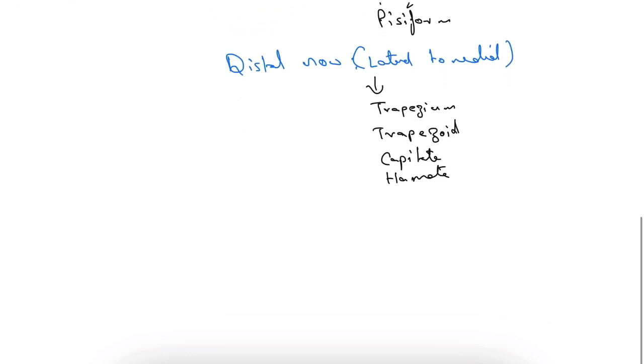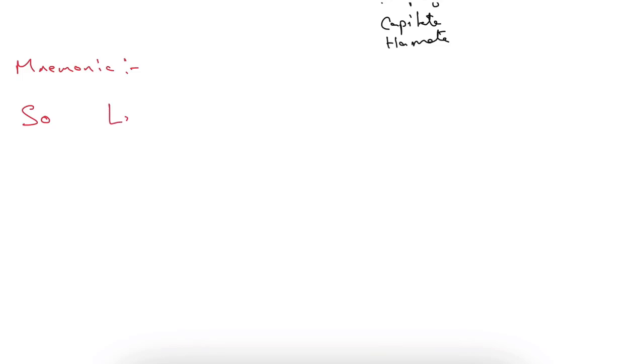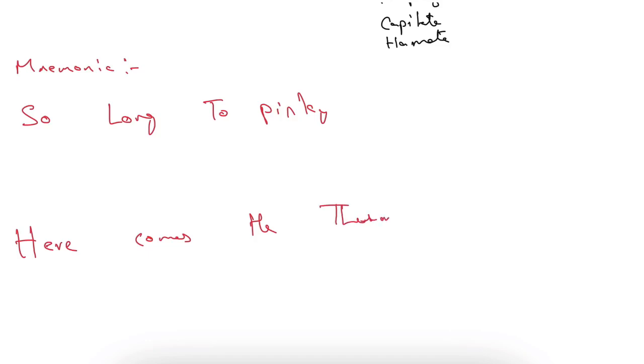These names are very difficult to pronounce. How can we remember them? We have one great mnemonic. The mnemonic is "So long to pinky". This is for the proximal row of carpal bones. Next one for the distal row: here comes the thumb.